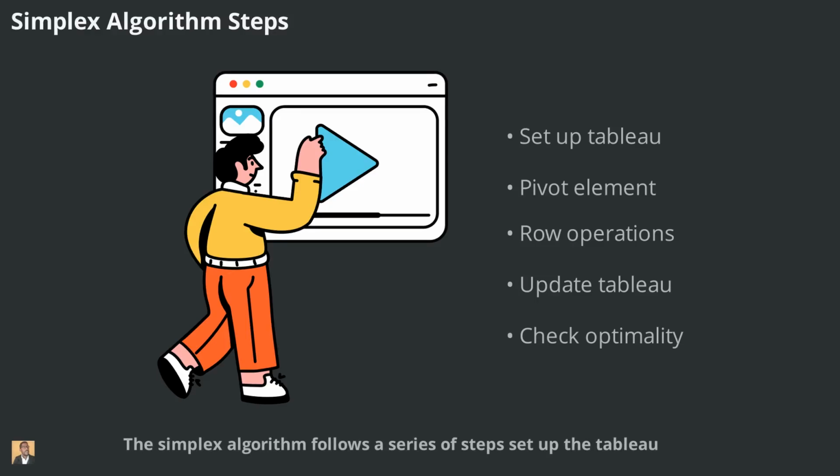The simplex algorithm follows a series of steps. Set up the tableau, identify the pivot element, perform row operations, update the tableau, and check for optimality. These steps are repeated until the optimal solution is found. The systematic nature of the algorithm ensures accuracy and efficiency in solving linear programming problems.